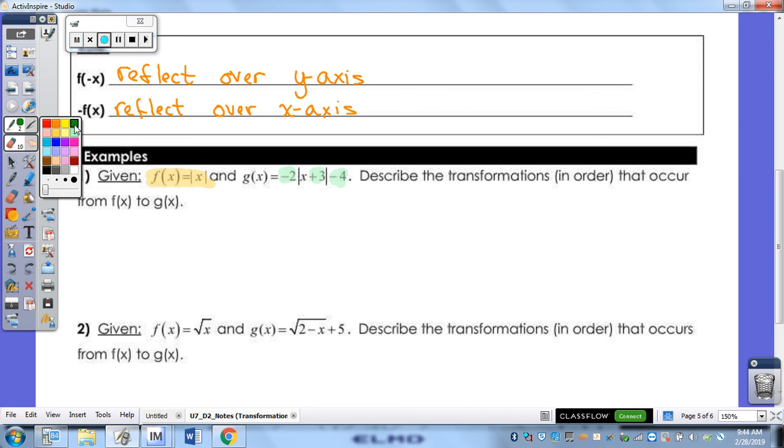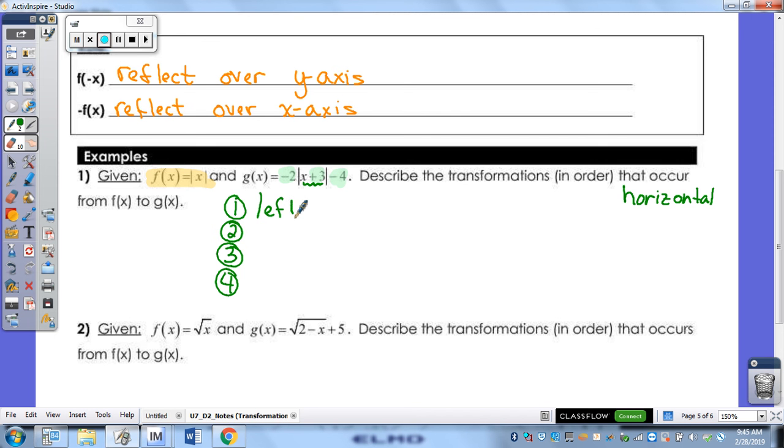So even though it's only three things, there's actually 4 actions that are going to be happening to our equation there. So again, our order is horizontal first. Our horizontal shifts would be any numbers that are with x specifically. So in this case, it would be the +3. And that's the one that is opposite of what we think. So +3 means that we move left 3.